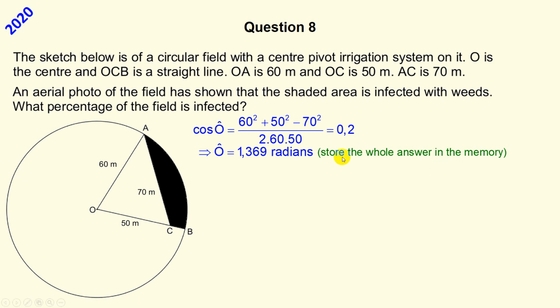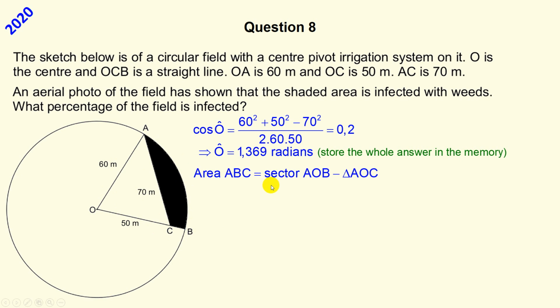Now, your calculator should be set on radians at the moment. Please remember to take it back to degrees straight afterwards. I will remind you at the end of the video, hopefully, if I remember. So 1.369 whatever radians. So we have angle O, which means we can now find the area of the sector.